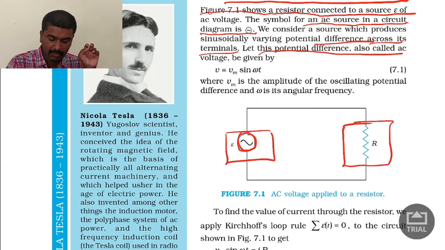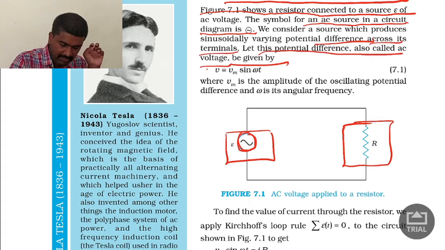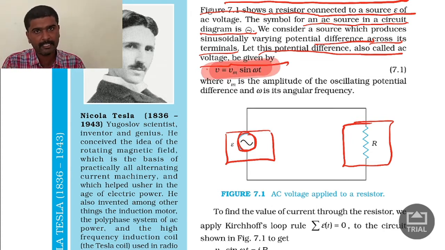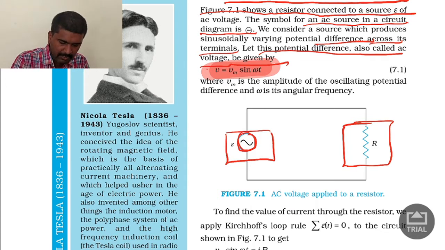Let this potential difference, also called AC voltage, be given by this equation: V = Vm sin omega t. V is your instantaneous voltage, Vm is your maximum voltage, and sin omega t. Here the sin function varies from -1 to +1. So it means your instantaneous value of the signal may vary from -Vm to +Vm. That is the meaning of this function.